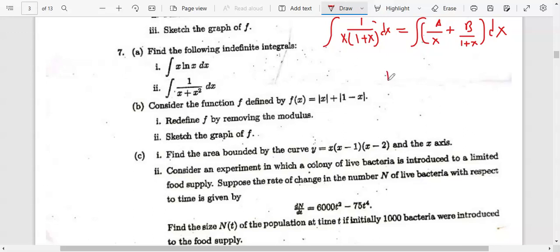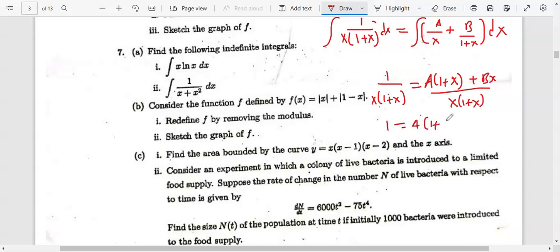So I need to find the value for a, I need to find the value for b. So I'm going to say this is 1 over x(1 plus x) being equal to, I'll multiply the a on top with the 1 plus x, that would be a(1 plus x). I'll multiply the b by the x, that will be bx, and then the denominators multiply them also, that will be x(1 plus x). Since the denominators are the same, equate the numerators. So that will be 1 is equal to a(1 plus x) plus bx.